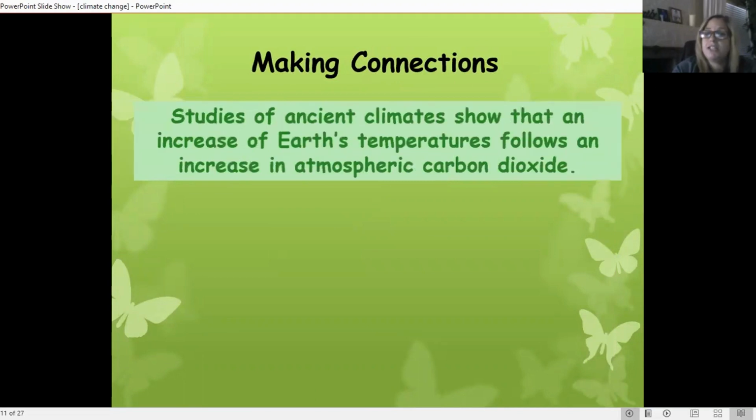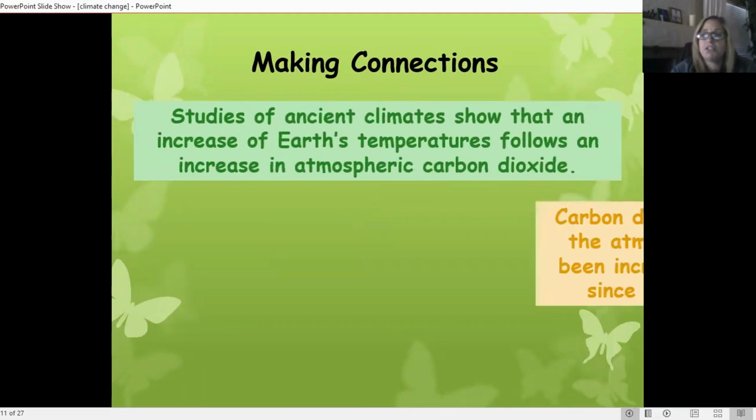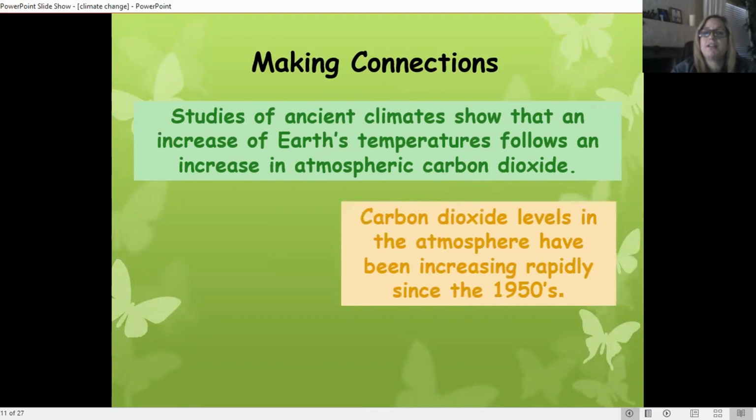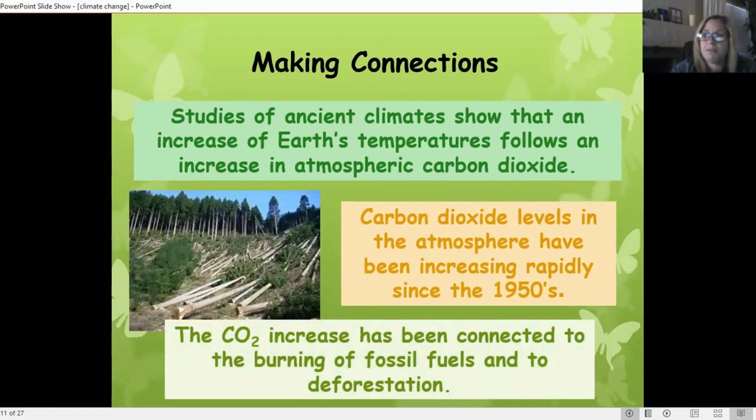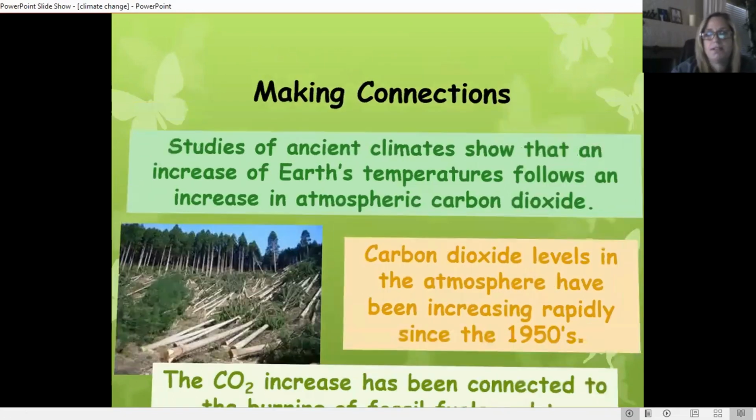So studies of ancient climates show that an increase of Earth's temperatures follows an increase in atmospheric carbon dioxide. Remember, carbon dioxide levels in the atmosphere have been increasing rapidly since the 1950s. We've all learned that if you have too much carbon dioxide, it can kill you. So we now know that the carbon dioxide in our atmosphere is increasing. And that's been connected to the burning of fossil fuels, which is burning of gas, oil, and taking our trees out of our forests, deforestation. That's giving us more carbon dioxide, which is not good for us.